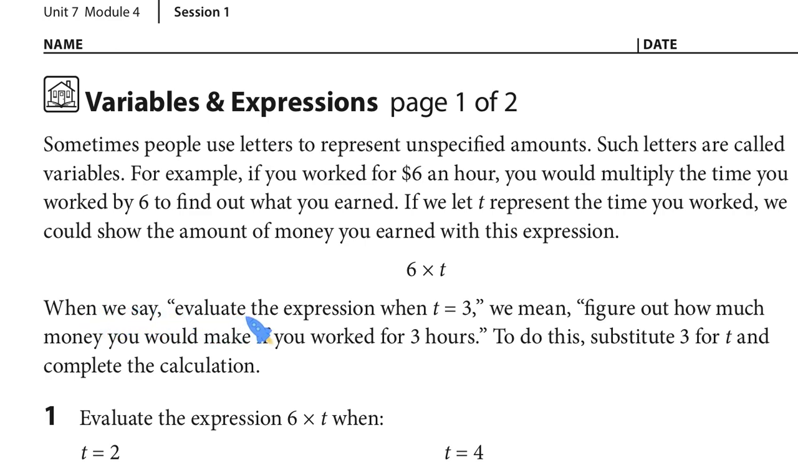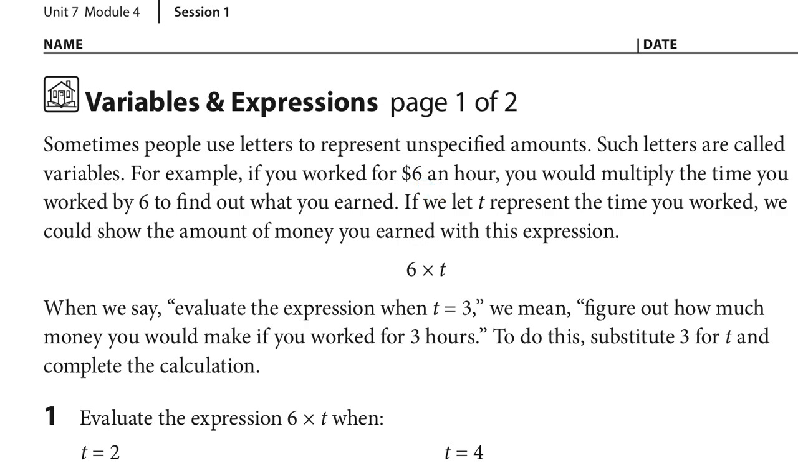When we say evaluate the expression when t equals 3, we mean figure out how much money you would make if you worked for 3 hours. To do this, substitute 3 for t and complete the calculation. So, I'd like to just say this in words that might make a little bit more sense. If you get paid $6 an hour, you take 6 times however many hours you work.